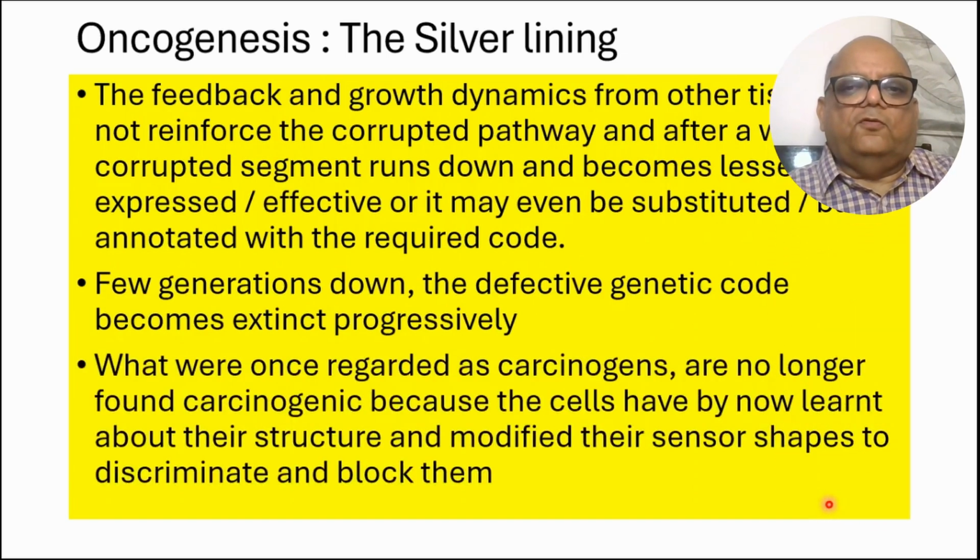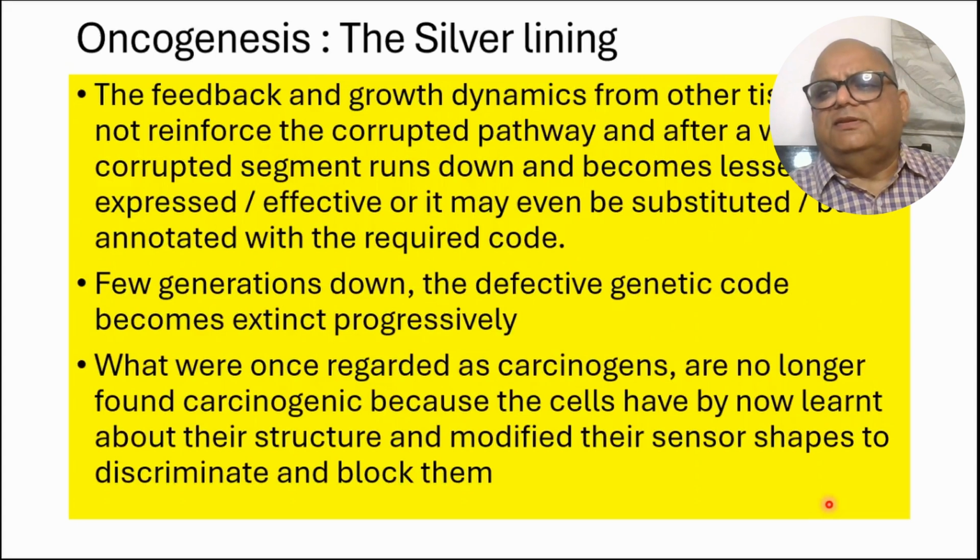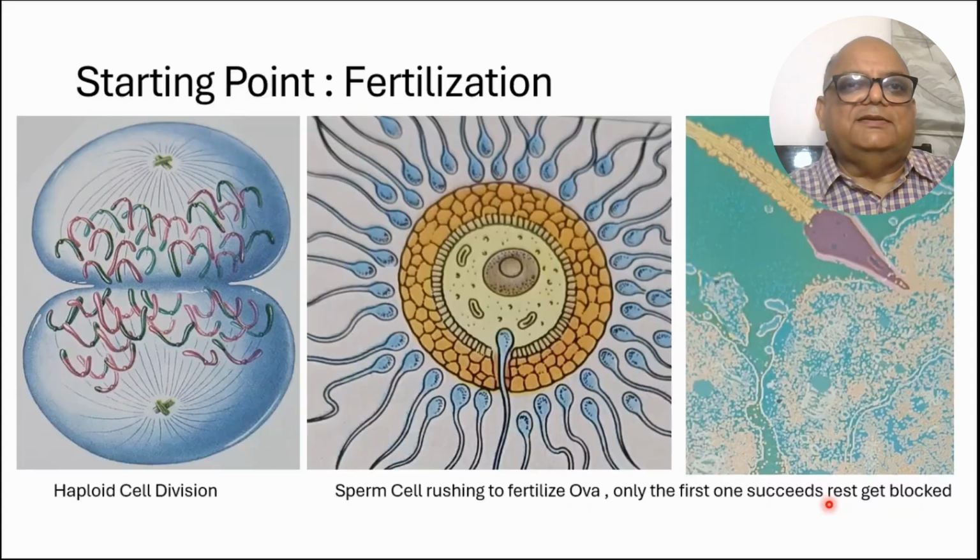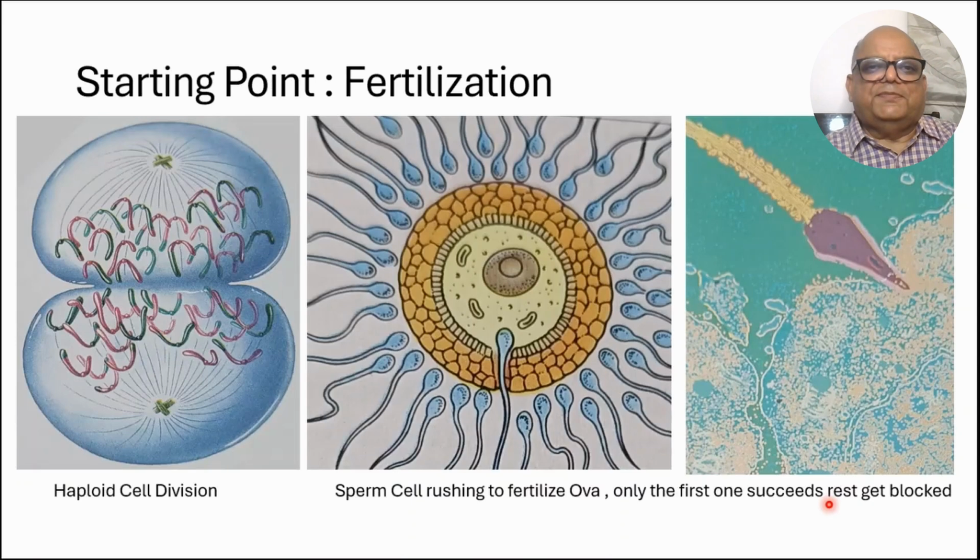So what we once regarded as carcinogens at one time are no longer found to be carcinogenic now, because by now the cells have learned about their structure, and they have reinforced their defenses, and they have modified their sensors to discriminate and block them. Now that is also one phenomenon which happens by way of positive evolution of intelligence. Talking of good things, normal things, not the abnormal things.